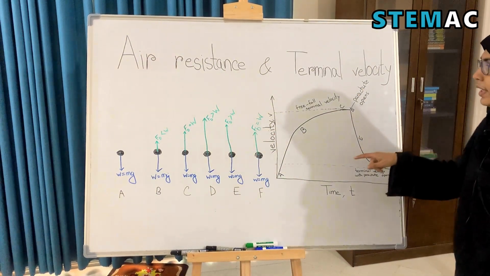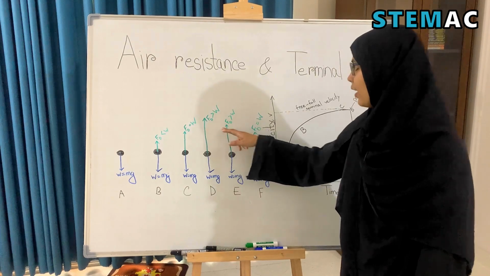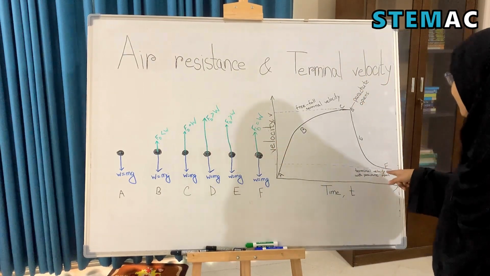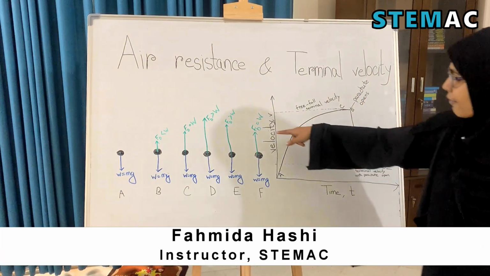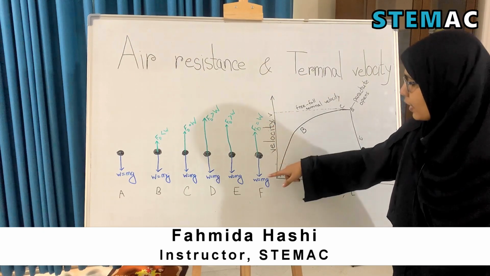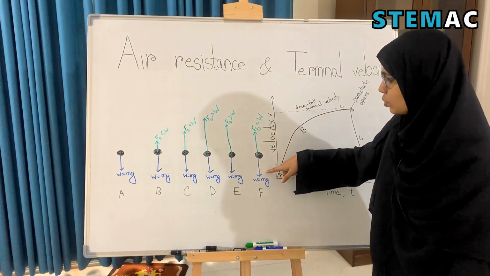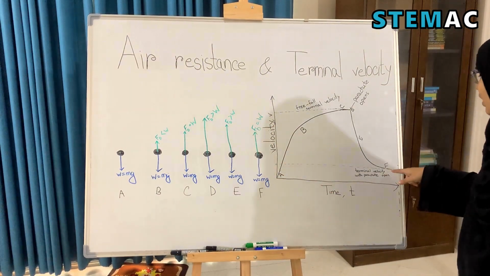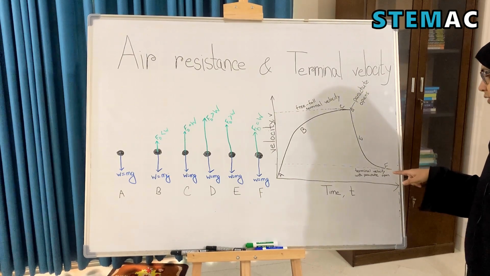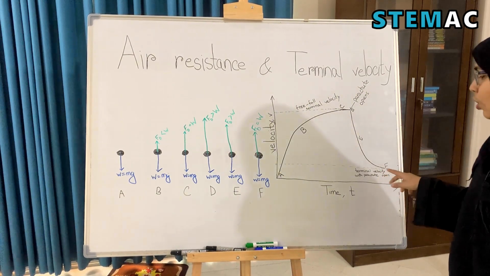At point E, and at F, drag force again becomes equal to the weight of the person. Another terminal velocity is reached with the parachute open.